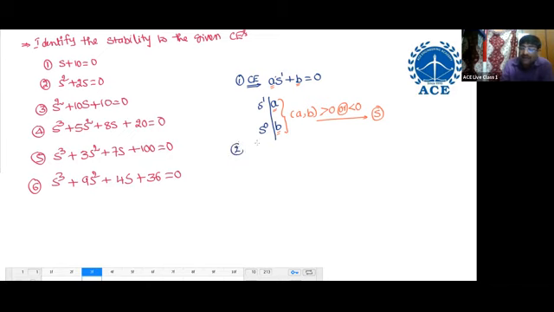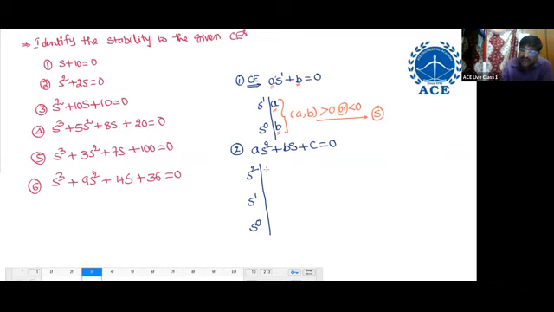If I take a second order characteristic equation, that is AS square plus BS plus C equal to 0. If you write a Routh tabular form, this is S square, S power 1, S power 0.